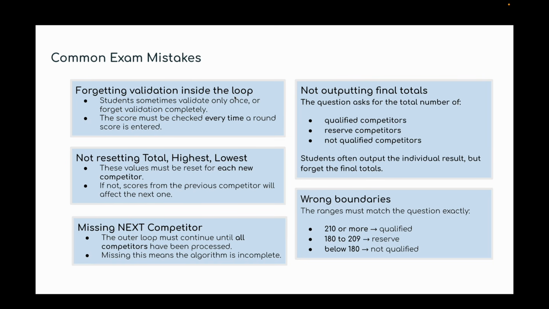Not resetting the total, the highest and the lowest. Again, at the very beginning, make sure that they're all reset to 0. Missing next competitor. The outer loop must continue until all the competitors have been processed. Missing this means the algorithm is incomplete. Not outputting the final totals, and then using the wrong boundaries. So there are some of the common mistakes that were apparently picked up in this question on the exam paper.